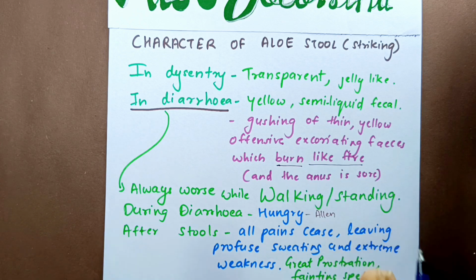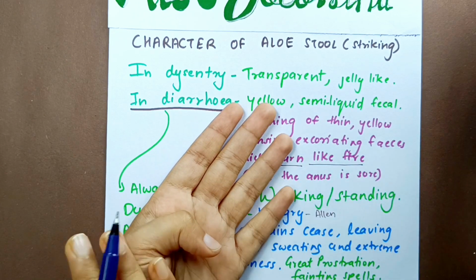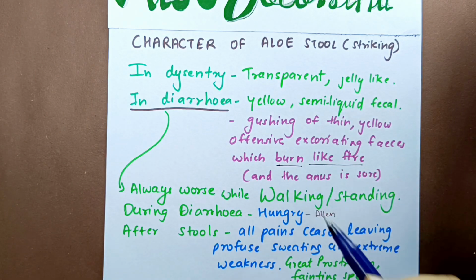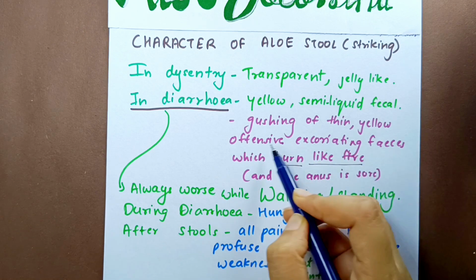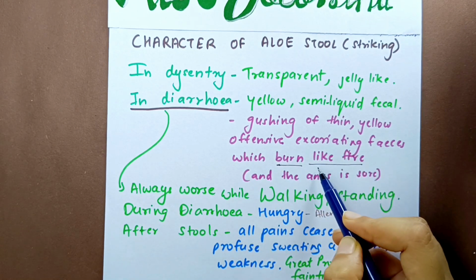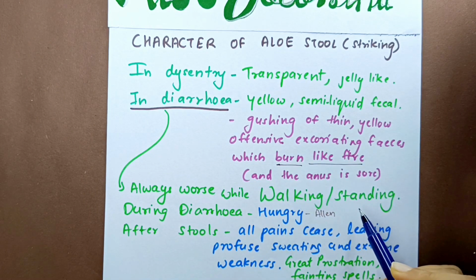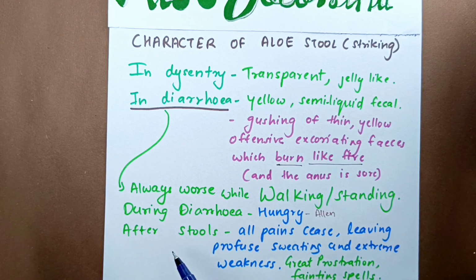So now you know the diarrhea of aloe. In the diarrhea of aloe, first of all, you need to mention the 4 characteristic points that we've already discussed. You need to see those in your patients. And the stools, the color will be yellow, semi-liquid, and you will see that they're offensive also, and they burn like fire. The diarrhea modalities related to it are that it is aggravated when they're walking or when they're standing. During diarrhea, the concomitant is that they are hungry, and after stools, they will be sweating, and they will be very, very weak. They might also faint.